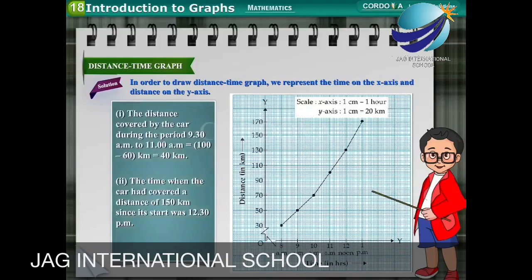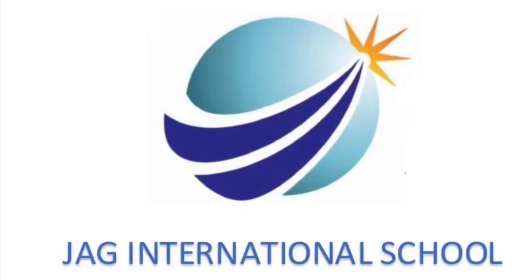The distance covered by the car during the period 9:30 a.m. to 11 a.m. is equal to 100 minus 60 kilometers, which is equal to 40 kilometers. The time when the car had covered a distance of 150 kilometers since its start was 12:30 p.m.